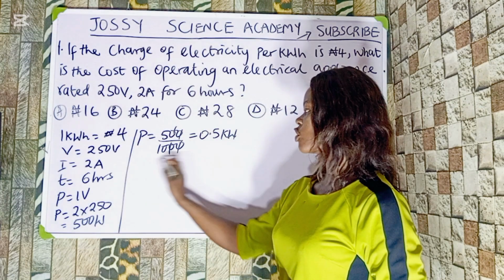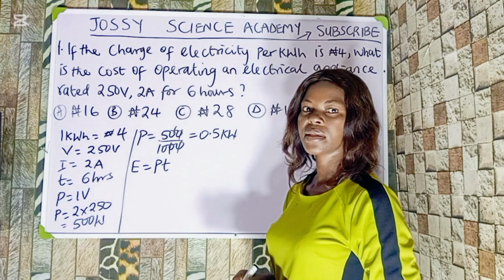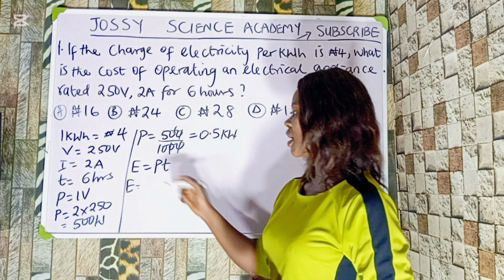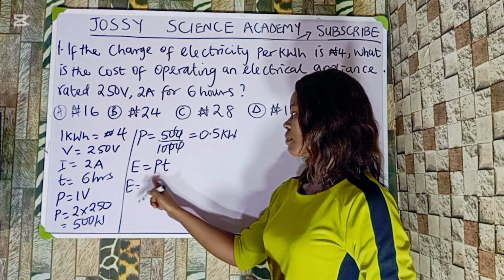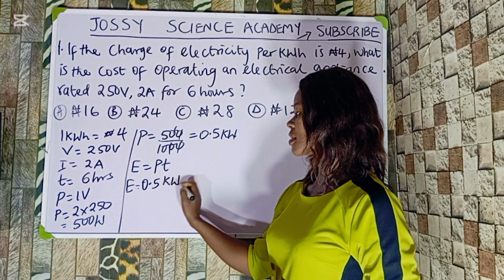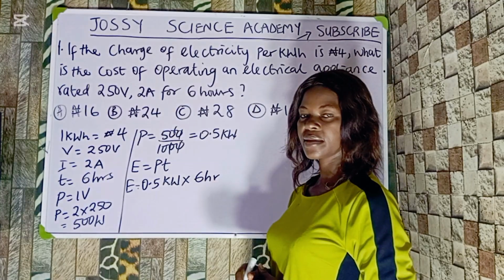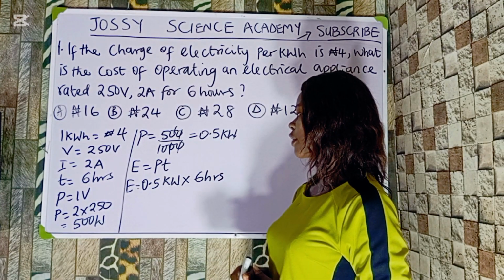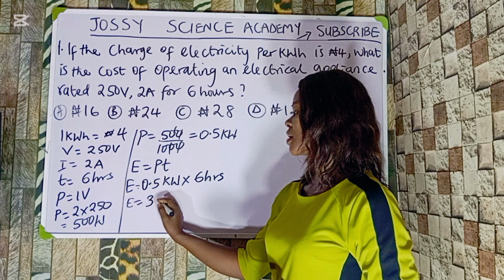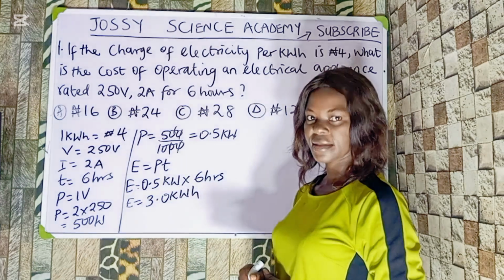And remember that energy is equal to power multiplied by what? Time. What's my energy, which is also the same thing as the cost? Now, the energy: my power is 0.5 kilowatts multiplied by my time, which is 6 hours. Okay? Now, by the time you multiply, you're going to have 3.0 kilowatt hours. Is that clear?